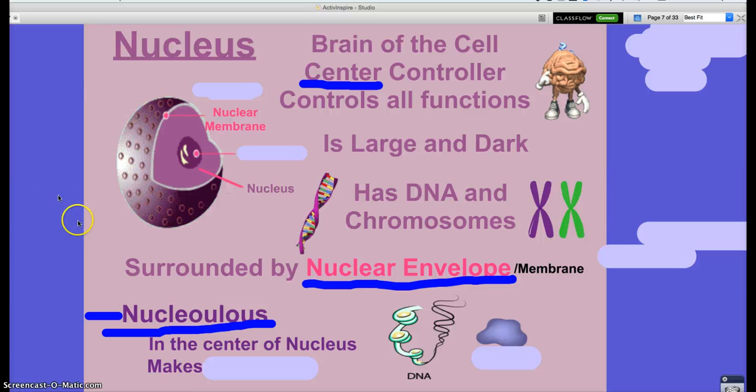Isn't that like the nucleus of the nucleus? Correct. Yeah. It's in the center of the nucleus. So right here, you see this little dot? That's the nucleolus. And it makes this thing right here. Anybody know what that is? Which is all over the cell, floating around, and it's found on the ER. Nope. Little dots all over the cell and on the rough ER. Ribosomes. Good.